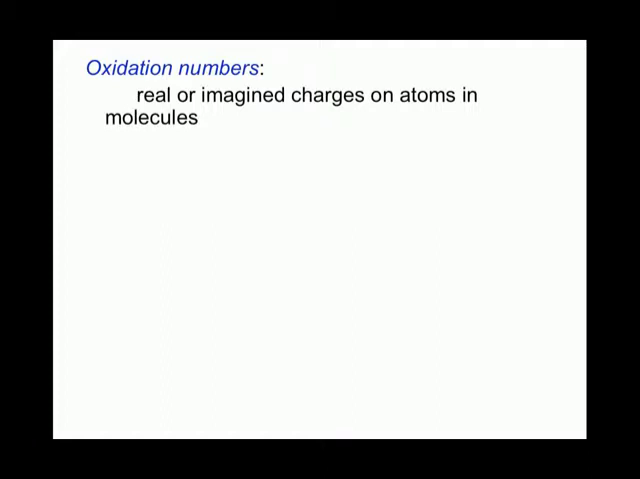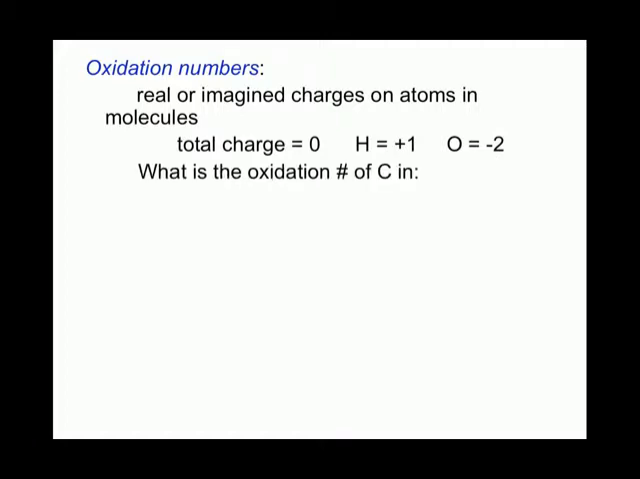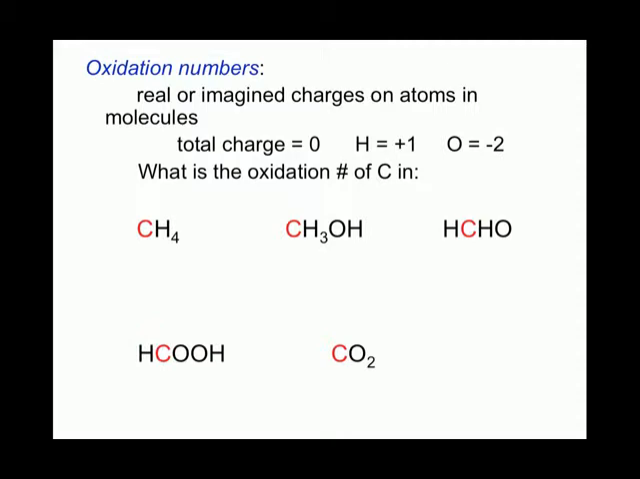But I think it's good to review it now, because many of these functional groups will differ in the oxidation number of the carbon atoms involved. So we're going to be using the fact that the oxidation numbers in a molecule add up to 0, and hydrogen is going to be positive 1, and oxygens will be negative 2. So let's say I want to know what the oxidation number of carbon is in the following compounds.